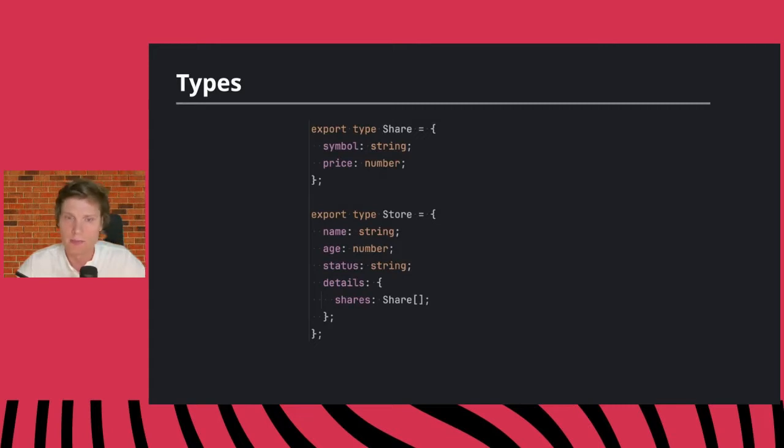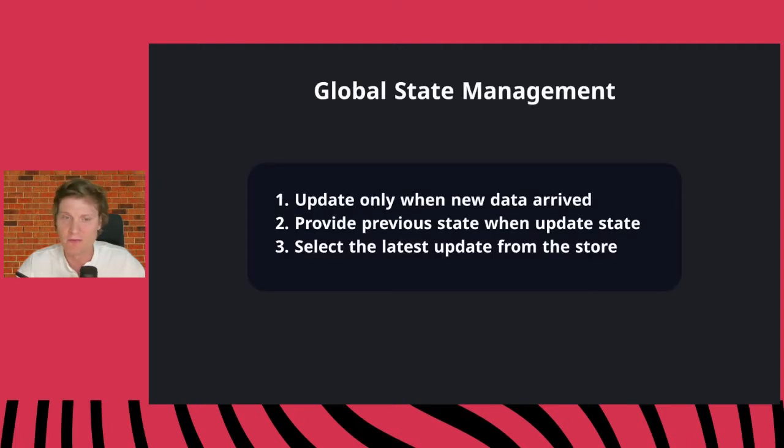So what about types? Here you can see the share, which is going to have the symbol as a string and price as a number, and there's a store. I put the shares in the store details just to have a little more complicated story, where we have shares inside some objects and so on. But literally, this is whatever we can do, and there are various options.